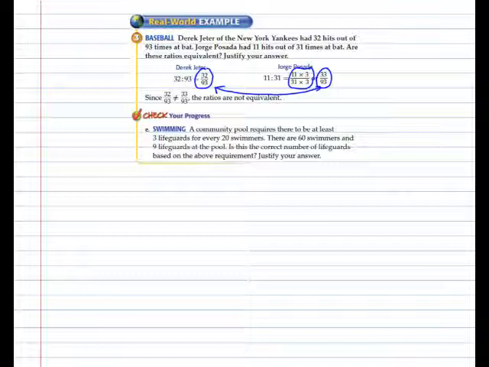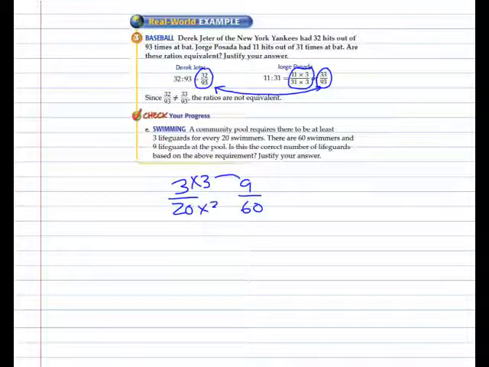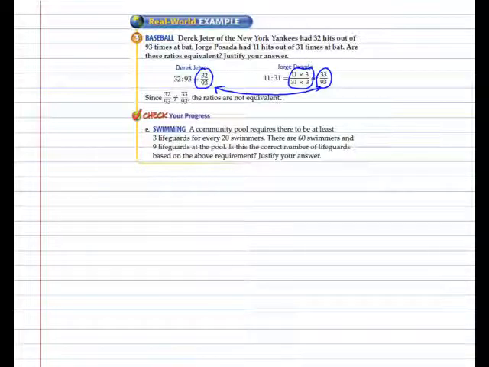A community pool requires there be at least 3 lifeguards for every 20 swimmers, so that's a ratio of 3 to 20. There are 60 swimmers and 9 lifeguards at the pool. Is this the correct number of lifeguards based on the above requirements? Well, if I multiply lifeguards by 3, I get 9. If I multiply swimmers by 3, I get 60. So yes, they are in equivalent ratios, which means yes, I do have the correct number of lifeguards per swimmers.